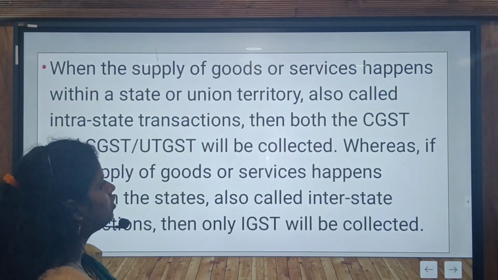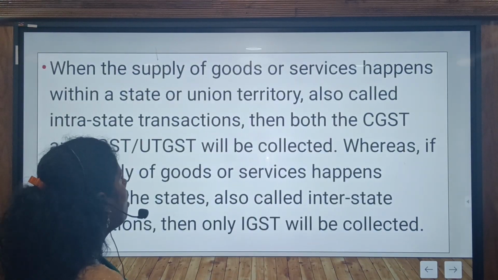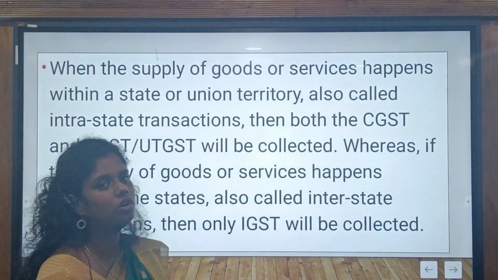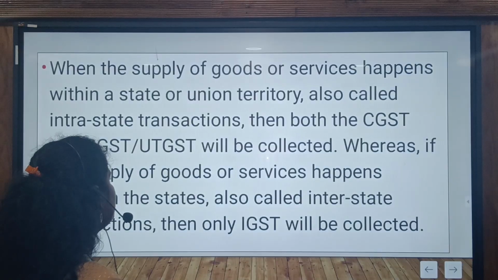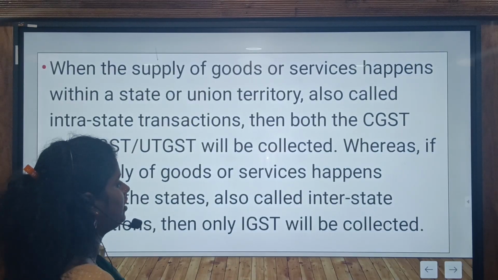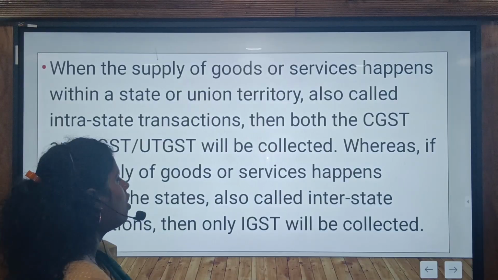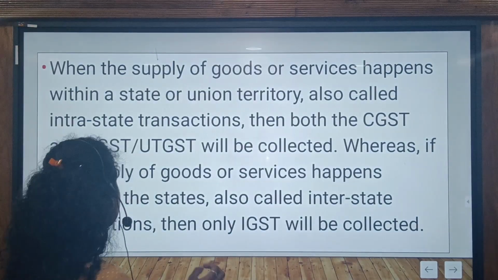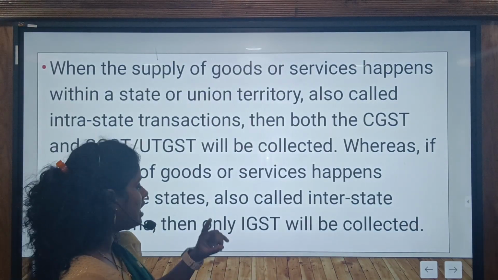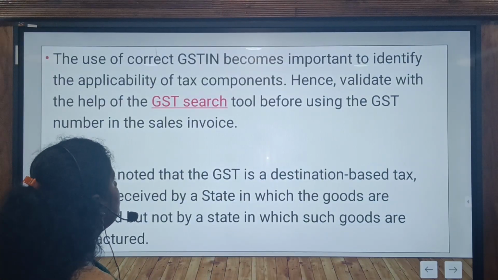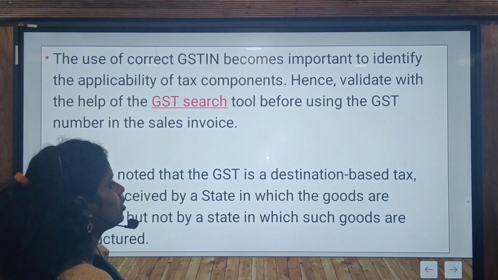When the supply of goods or services happens within a state or union territory, also called an intra-state transaction, then both CGST and SGST or UTGST will be collected. Whereas when the supply of goods or services happens between states, also called an interstate transaction, then only IGST will be collected. The use of the correct GSTIN becomes important to identify the applicability of the tax components.